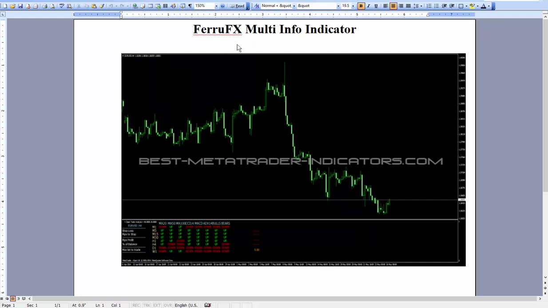Another interesting indicator, the FerruEX multi-info indicator. It shows green for up or red for down on the different time frames, from the 1 minute all the way up to the weekly. So it tells you the overall market. Now you would have to attach this to each and every currency pair, obviously. The one they put it on here is the euro dollar.